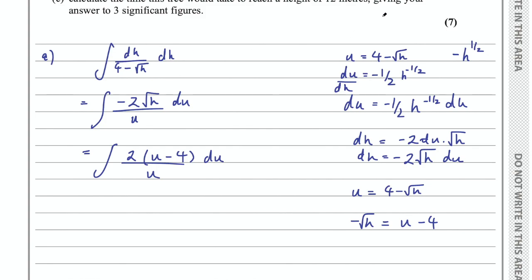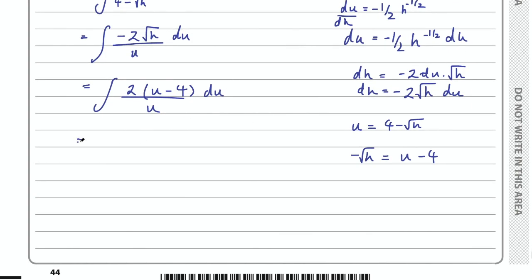And actually this was inaccurate up here. I don't know why I wrote that second dh there. That didn't need to be there. So that was an inaccuracy. Sorry about that. Okay, so continuing with this problem then, we have the integral of 2 times u take 4 over u with respect to u. I can expand those brackets out. This will be the integral of 2u take 8 over u du.